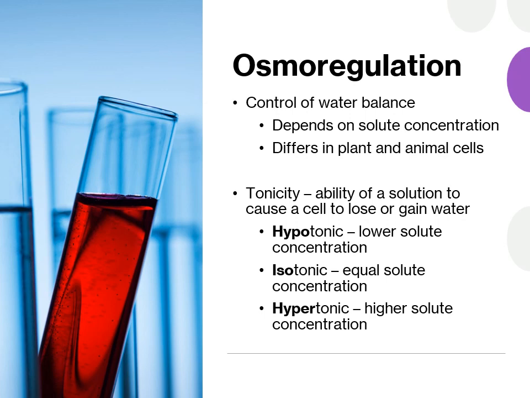And these terms are always relative to the thing we're comparing, usually the solution outside a cell relative to the inside. If our solution is hypotonic, then it has a lower solute concentration than the inside of the cell. If the solution is isotonic, then the solute concentration is the same as that inside the cell. And if the solution is hypertonic, then the solute concentration is higher than that inside the cell. Let's have a look at how these different types of solutions affect animal and plant cells.